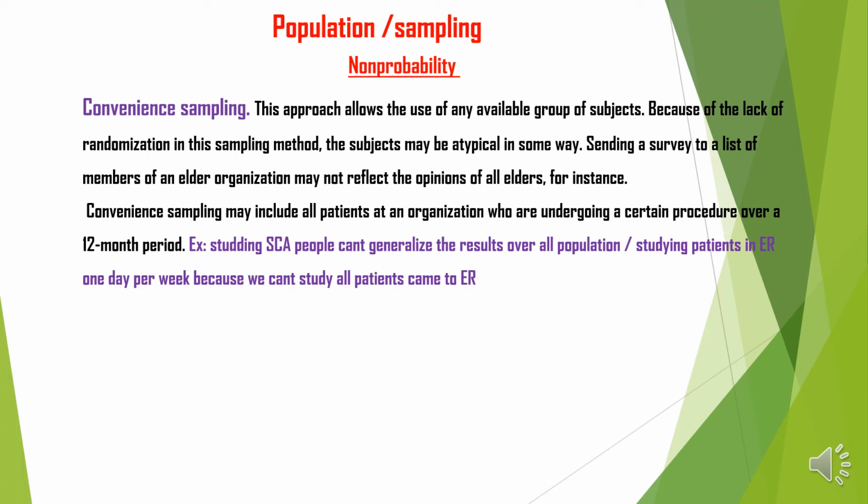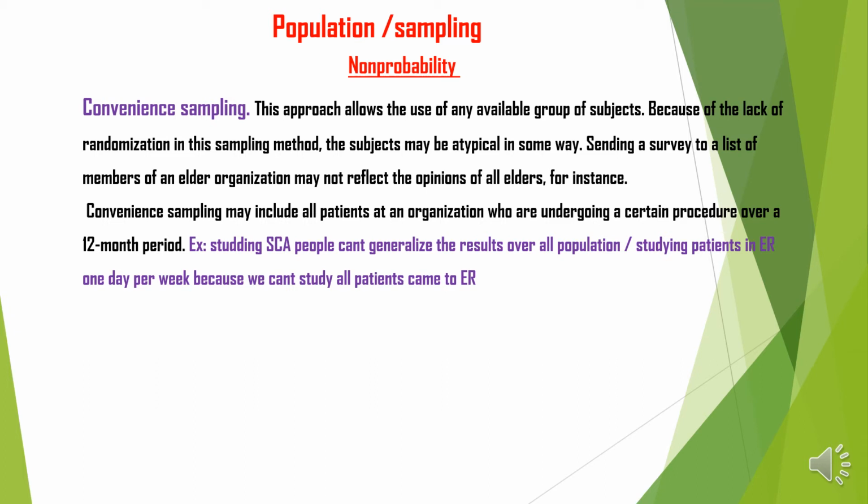Another example, studying sickle cell people: I cannot generalize the result of sickle cell anemia people over the total population, but I can generalize it over sickle cell anemia people only. Again, studying patients in the ER one day per week, because I cannot study all the patients in the ER all the time, I cannot generalize the result over the whole year, or over all the people who come to the ER in a month. So convenience means reasonable. It's acceptable because I cannot study the whole population.